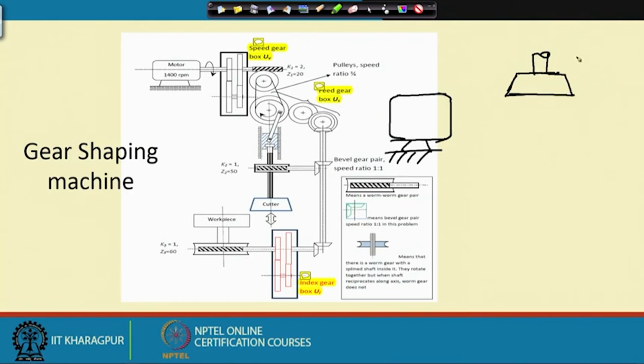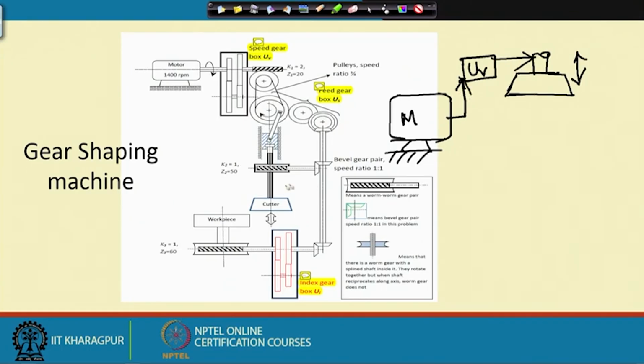So, up and down, up and down, and in order to control this up and down movement, that means to get different speeds, we put here a gearbox. So, UV, the speed gearbox, it controls the speed. Okay. So, from the motor we will connect to the speed gearbox and that connects to the reciprocation. So, that is it, it reciprocates.